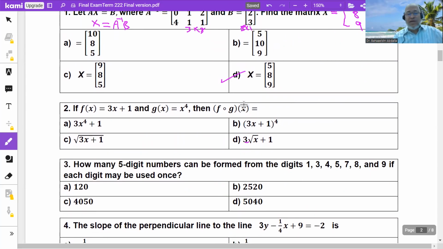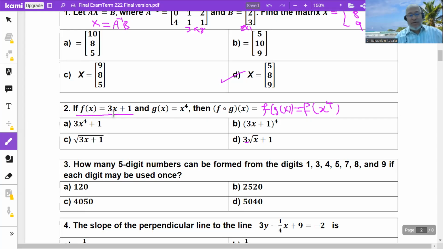How to find F circle G? Okay. F circle G by definition is equal to F of G of X. And then we find F of G of X by writing G of X, the definition of the inside function. What is G of X? Well, G of X is X to the power 4. So now we need to find F of X to the power 4. How to find that? We go to the definition of F of X.